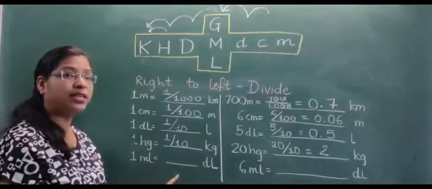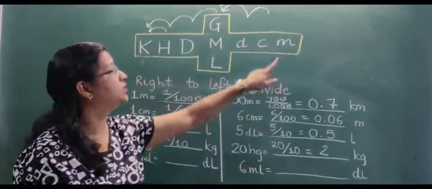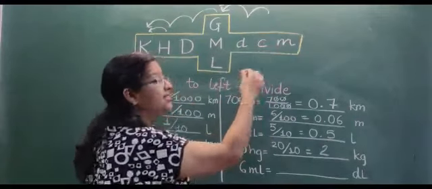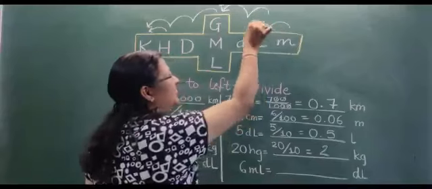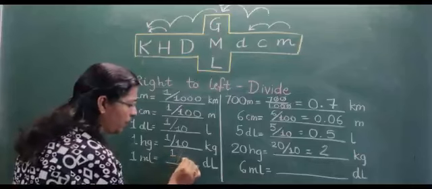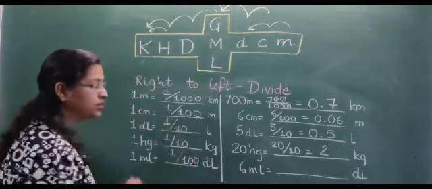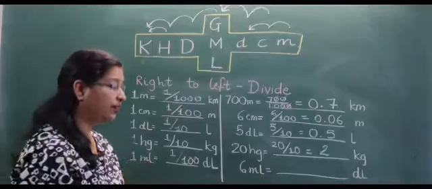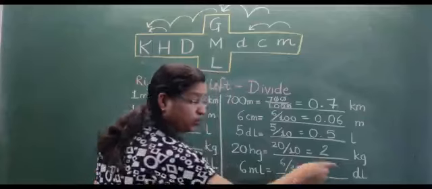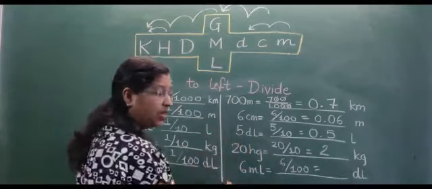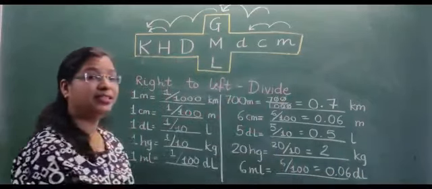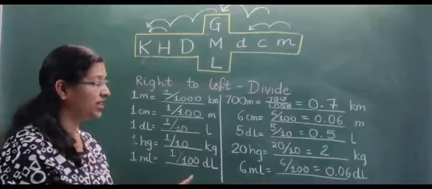1 milliliter is equal to how many deciliters? So you can see milliliter here and deciliter here. So how many places? 1, 2. So here you will divide by 100. So 1 upon 100. So 6 milliliter you will have to divide by 100 to convert it into deciliters. Now 6 upon 100 is equal to 0.06 deciliters. I am sure you have understood this.